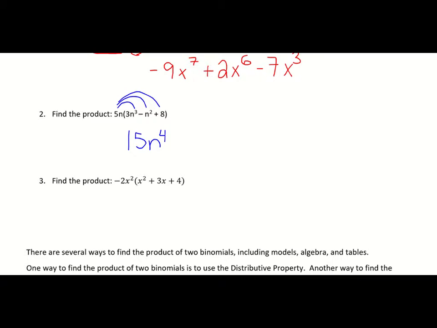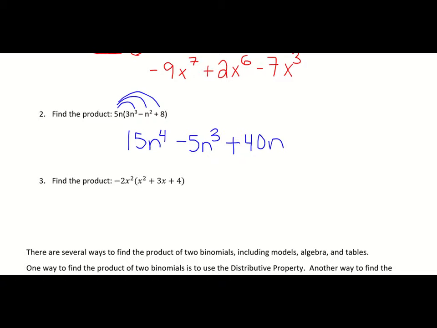5n times negative n squared would make negative 5. N and n squared would make n cubed. And then 5n times 8, that would just become 40n. So as we multiply the coefficients, add the exponents of your variables.